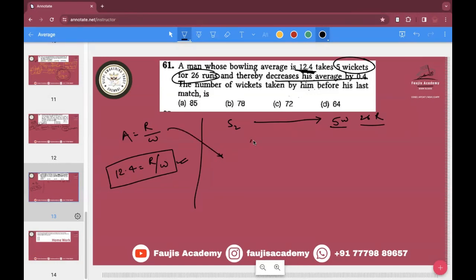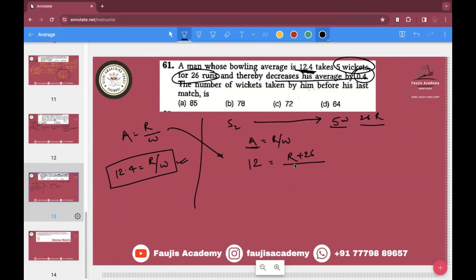Average will always be equal to R by W, right? But over here, post this match, his average decreased by 0.4. What is the new average? 12. What is the new runs he has given? We don't know. R.